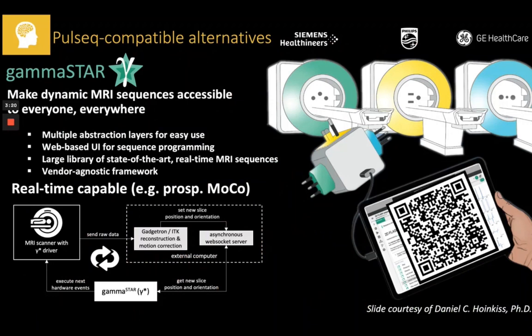There are other open source tools that can develop PulseSec compatible sequences such as GammaStar. In addition to PulseSec, GammaStar provides Philips compatibility and it can update the acquisition through the scanner control interface even in real time, if that's what you need.